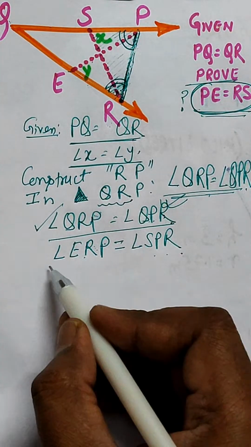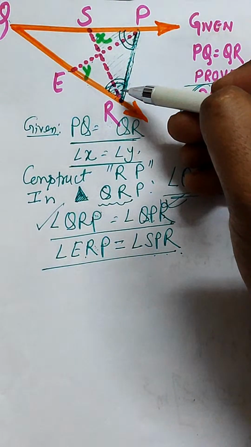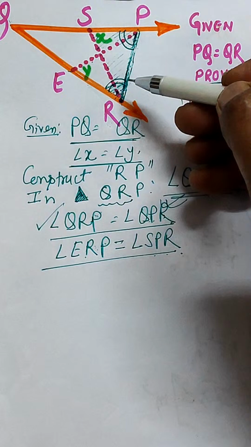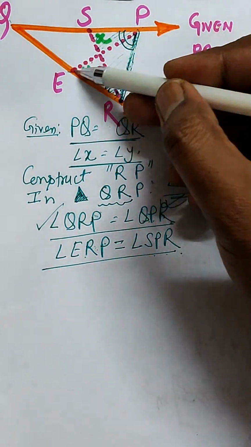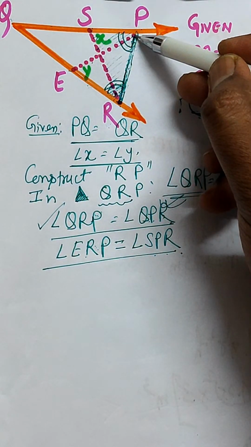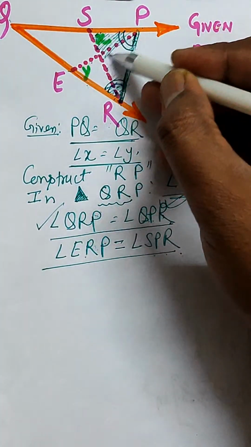So why have we proved this? Because we are going to prove the congruency of the two triangles. Which triangles? Triangle PER and RSP. PER is this one and RSP is this one.